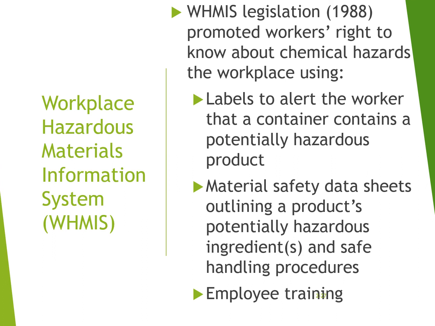WHMIS, what is it? Why bother? Why is this interesting to you? Well, back in 1988, the Workplace Hazardous Materials Information System, also known as WHMIS, promoted workers' right to know about chemical hazards in the workplace. It involved labels that alert workers that a container holds a potentially hazardous product. What were called material safety data sheets, now called safety data sheets, outline a product's potentially hazardous ingredients, safe handling procedures, but also first aid, fire information, and employee training.